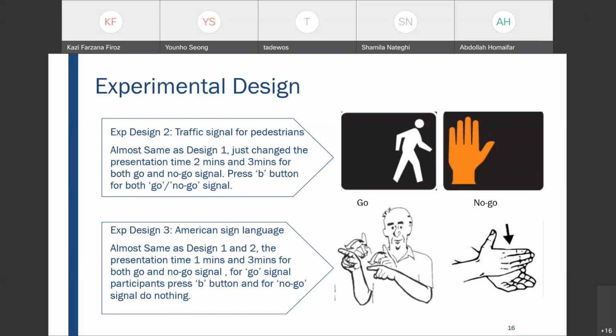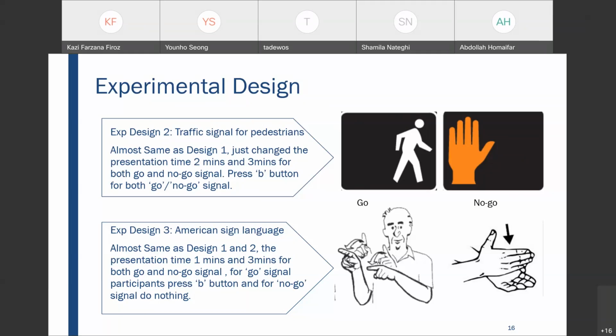So we changed the presentation time here. Before, we used 1 minute for 10 signals, but here we will go for 2 minutes. That means 20 signals of go, then 20 signals of no go, then 30 signals of go, then 30 signals of no go. And here too, for go and no go signals, participants will press the B button. We changed the timing because we wanted to know if it would give us better understanding, so that we can use the better design for further experiments.